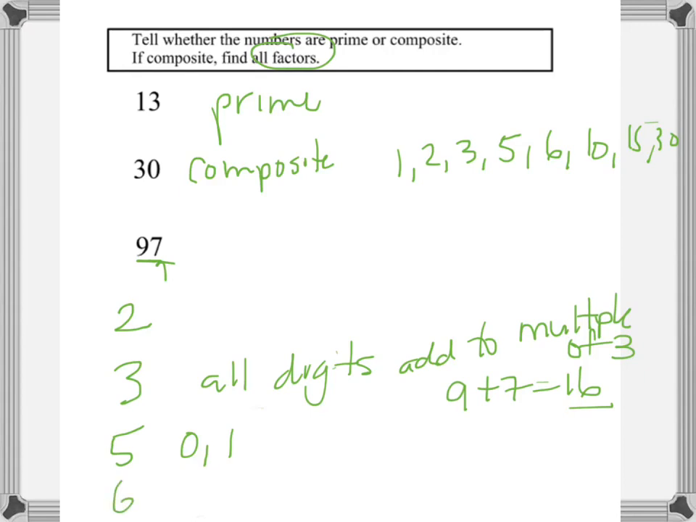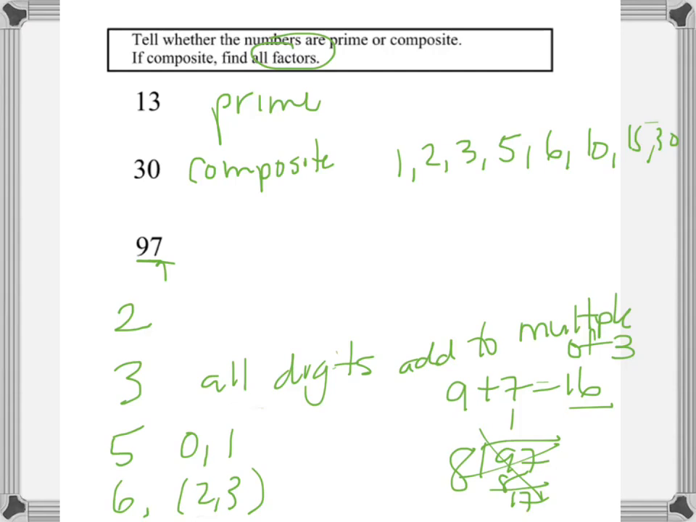For 6, I have to check for 2 and 3. For 6 it'd have to be divisible by both 2 and 3. Since it's not divisible by either one, it's not divisible by 6. Another one to check is, let's see, 8. I think I'm just going to have to check it real quick. That goes into that once, so I get 17 as a remainder, so 97 is not divisible by 8.